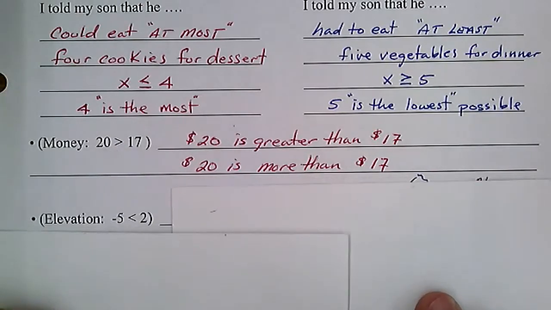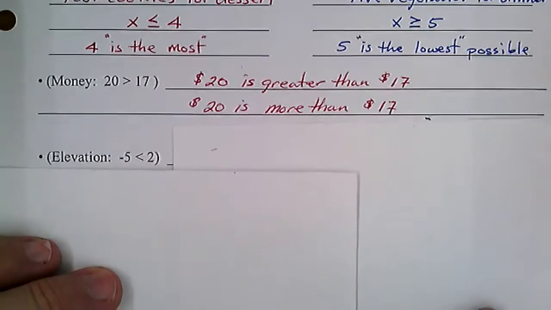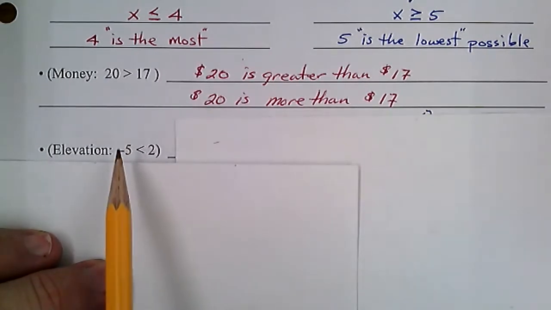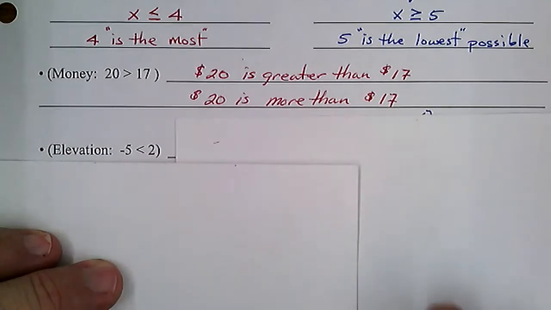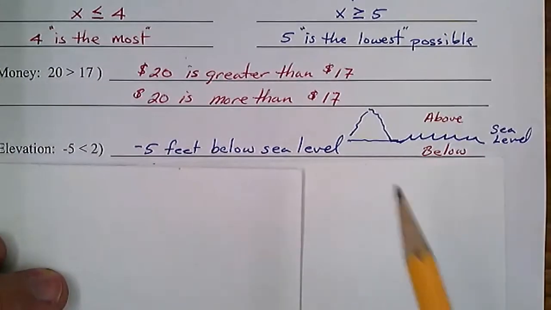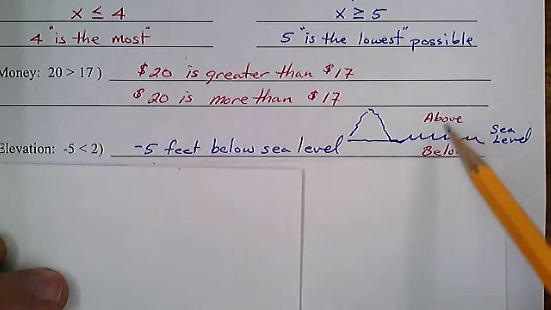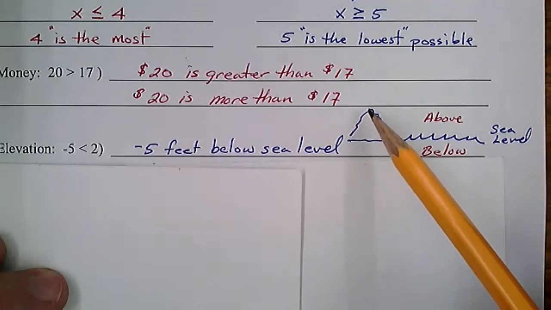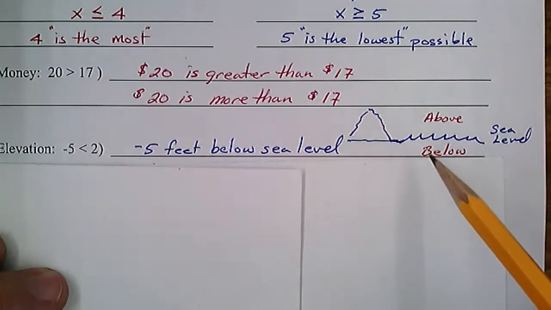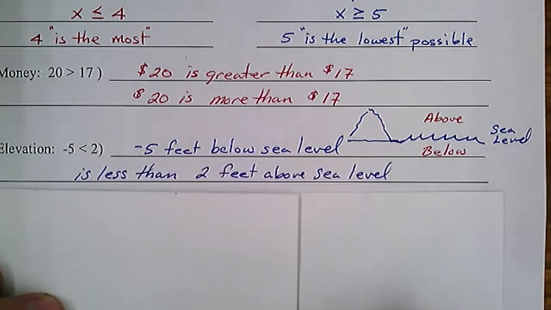Okay, all right, here's one from elevation. Elevation is like when you're hiking or you're out in the ocean. Okay, so on this one, -5 feet below sea level, right? So if you think of the ocean, like here's a mountain and then the ocean is at sea level, right? So you can either be above sea level, you can hike up the mountain above sea level, or you can dive into the ocean and go below sea level. So -5 feet below sea level is less than 2 feet above sea level. So if you're below, that's less than being above.